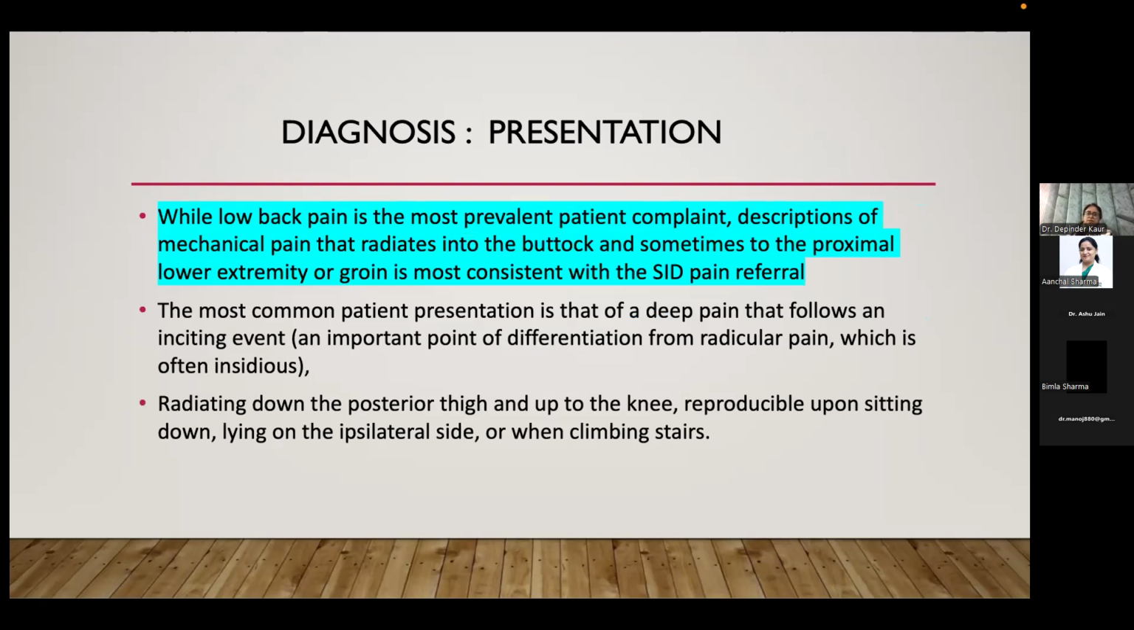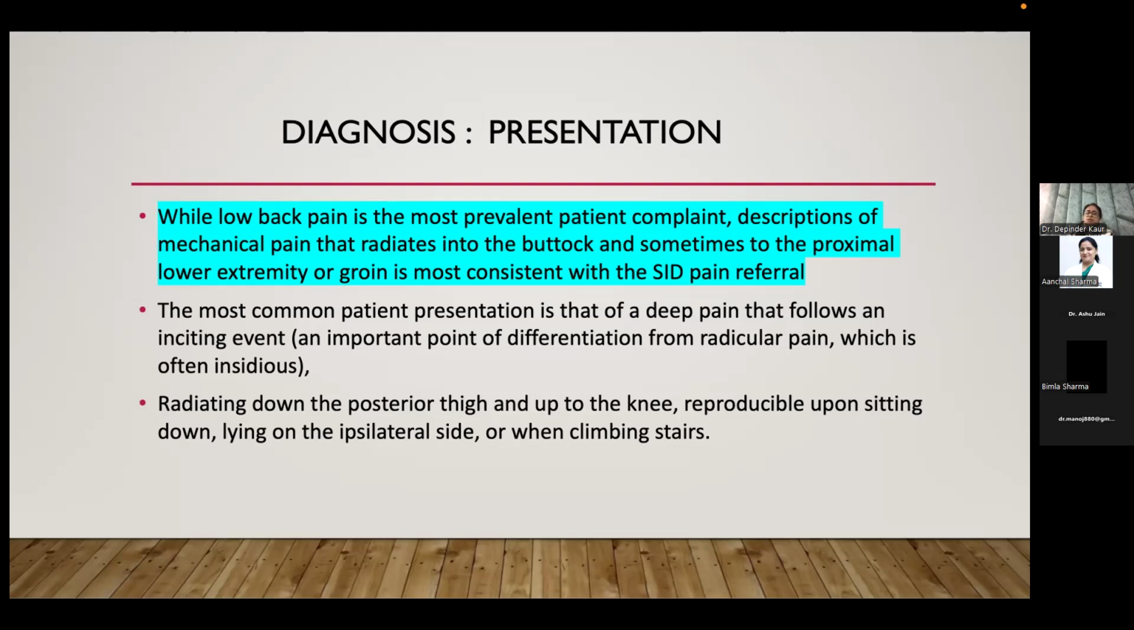If I see the presentation in my practice, and all of us have experienced, low back pain is very common. Patients have overlapping patterns of low back pain along with radiculopathy, but the most common pattern is a mechanical type of pain that radiates to the buttocks, sometimes to the lower extremity or the groin. But the most important feature in an SI joint pain patient is the deep pain that follows an inciting event. It is not an insidious onset, which is normally seen in radicular pain.